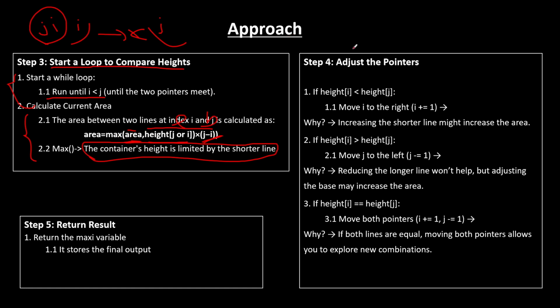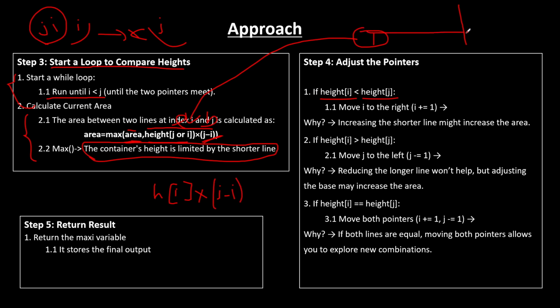Okay, what are the conditions? If height of I is less than height of j, consider this is the pole in I and this is the pole in j. What we do is take this height and put it here in this formula. So it becomes height of I multiplied by j minus I.